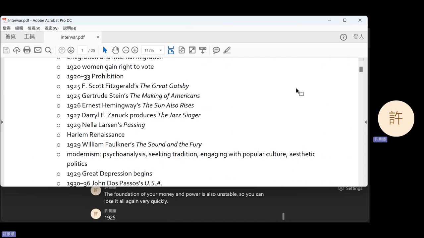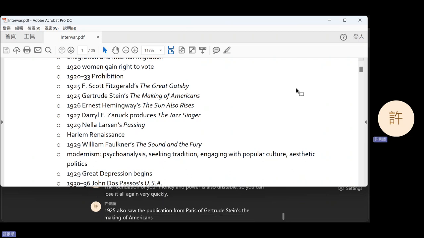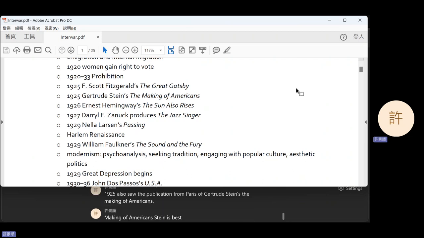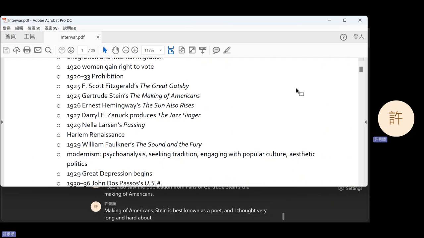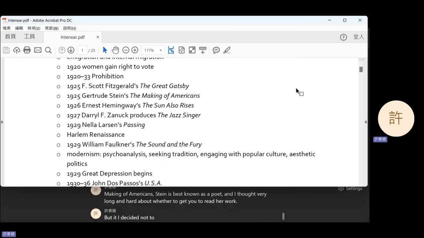1925 also saw the publication from Paris of Gertrude Stein's The Making of Americans. Stein is best known as a poet, and I thought very long and hard about whether to get you to read her work. But I decided not to, because her work is strange, let's say.